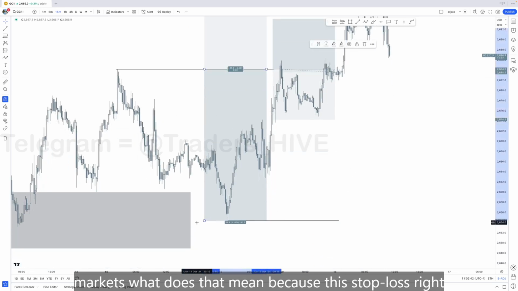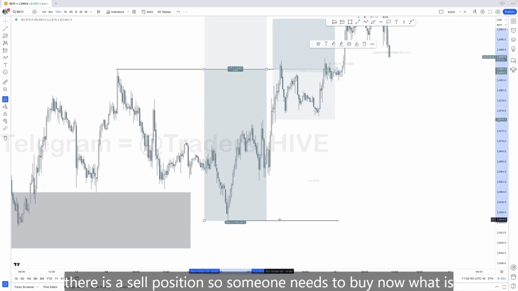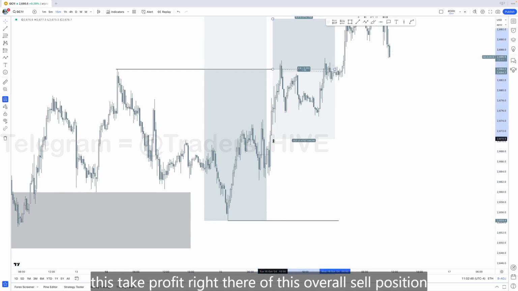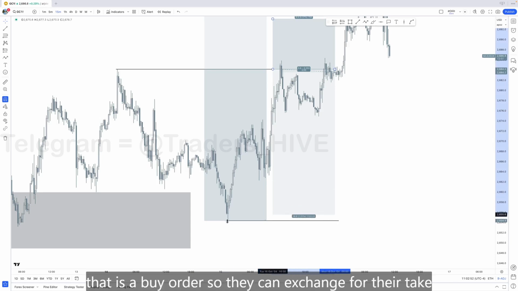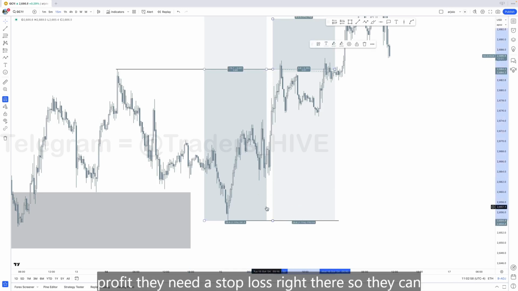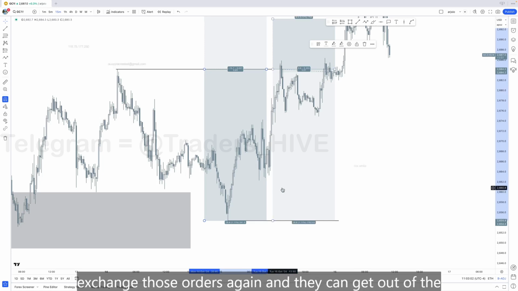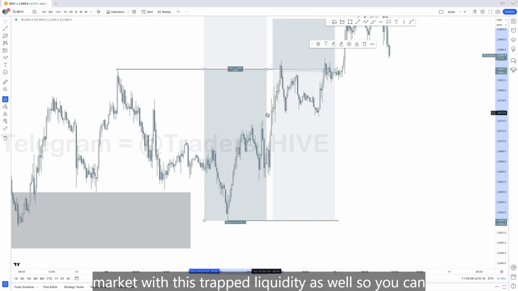Because this stop loss right there is a sell position. So someone needs to buy. Now, what is this take profit right there of this overall sell position? That is a buy order. So they can exchange for their take profit. They need a stop loss right there. So they can exchange those orders again, and they can get out of the market with this trapped liquidity as well.